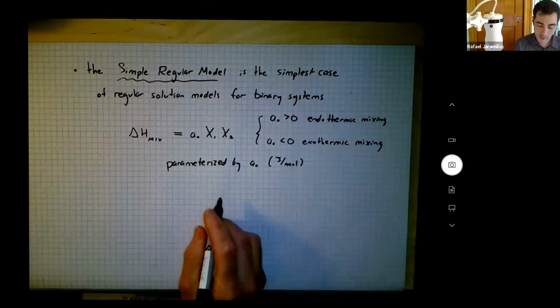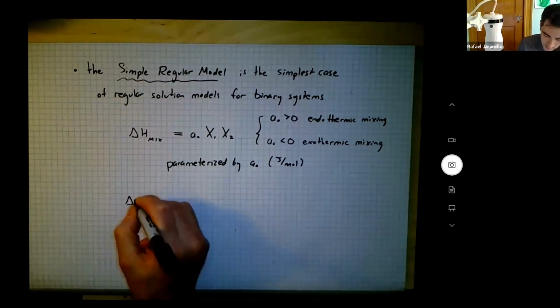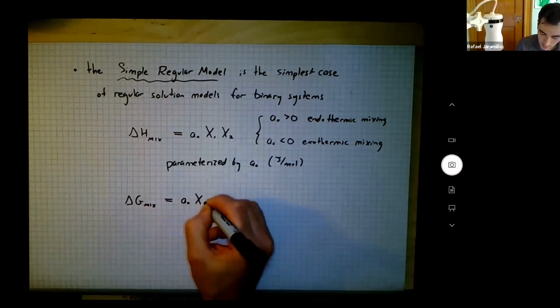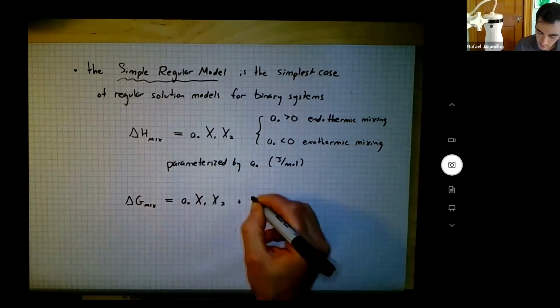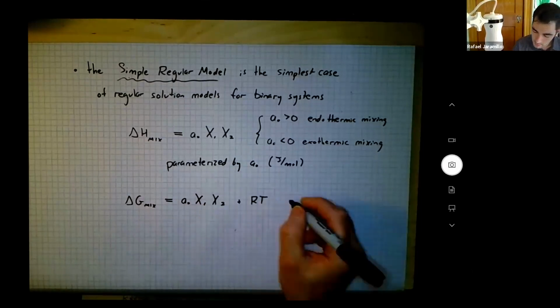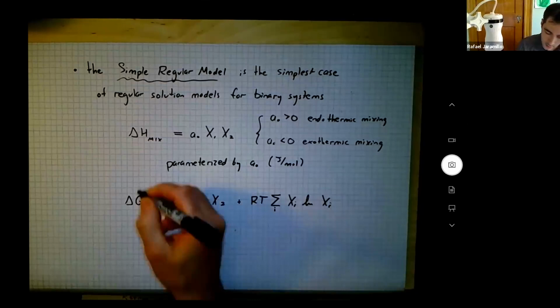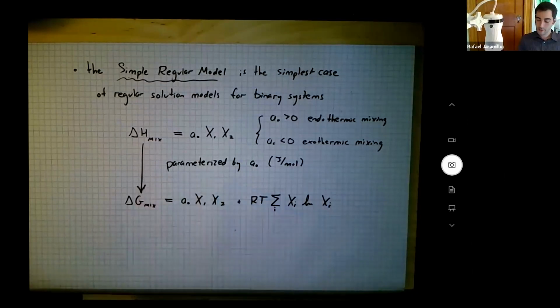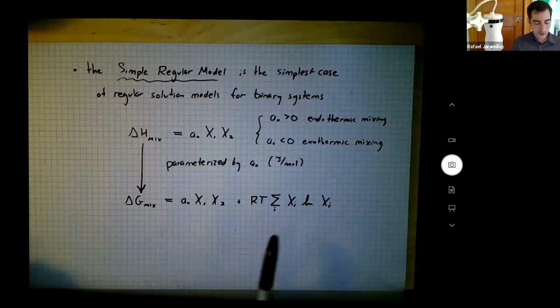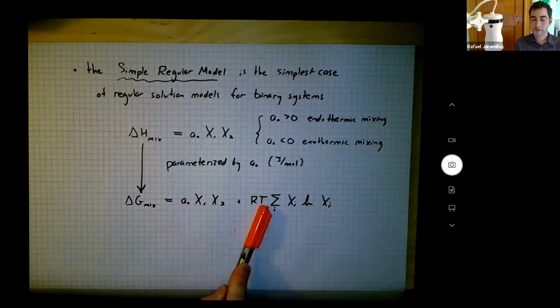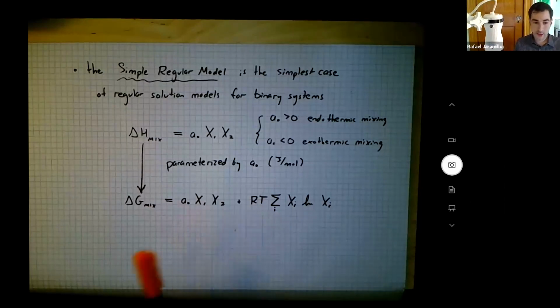Okay, and so with that model for the enthalpy of mixing, we have the full solution model, which is A naught x1 x2 plus RT sum over i of x_i natural log x_i. Okay, so this is the simple regular model, and we're going to spend some time on this. You're spending some time on this on the P set. Yeah, it's got two parameters. It's got enthalpy of mixing parameter, and it's got temperature. And from these two parameters, you can generate a nice diversity of physical behavior, and we'll see that in the weeks ahead.